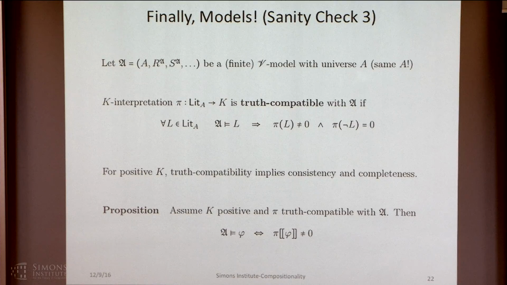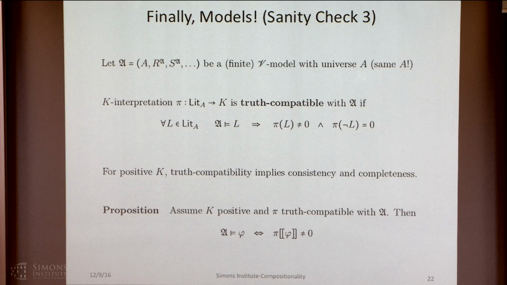So finally, what is sanity check number 3? It's right here. If K is positive and you have what we call an interpretation that's truth compatible with the model, namely, the literals which are made true by the model are mapped to something that's not 0, and those which are made false by the model are mapped to 0, then you actually get that the sentence is true in the model if and only if it gets a non-zero interpretation.